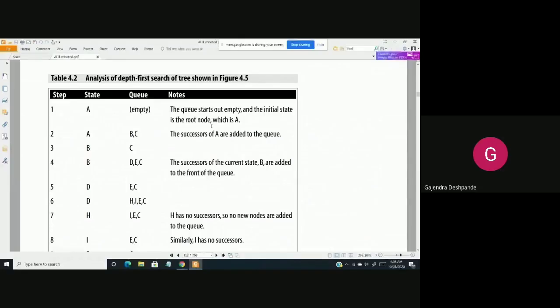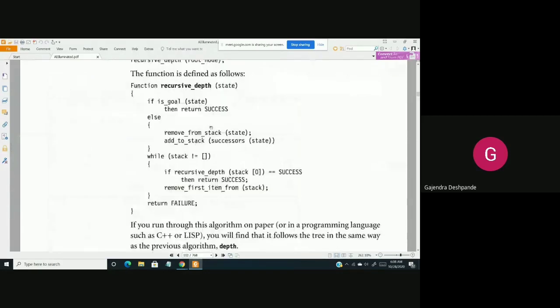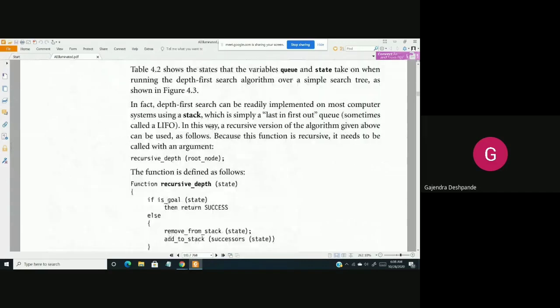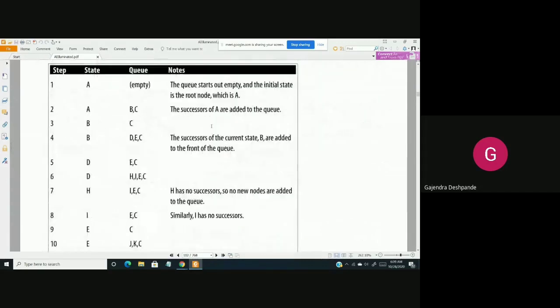Then next we again remove the first element from the queue, that is D. Now we check whether D is the goal node. D is not a goal node. When you remove D, two items remain in the queue, E and C. But if you observe the tree here, D has two children, H and I. So H and I will be added here in the tree. Getting the point here? H and I are children or successor nodes of node D, so H and I are added.